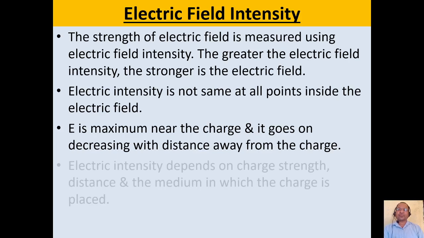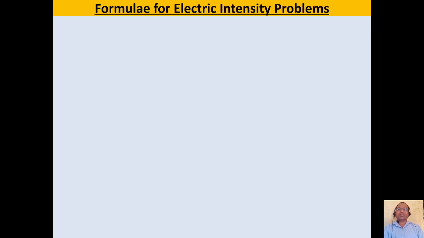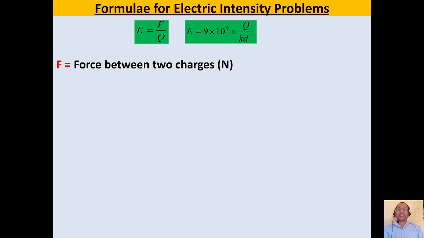So electric field intensity depends on charge strength, distance, and the medium in which the charge is placed. Now we will have certain problems related to electric intensity. For this we will have two formulae here. E is equal to F upon Q, or E is equal to 9 into 10 raised to 9 Q upon Kd square. Here F is the force between two charges, its unit is Newton. E is the electric intensity, having unit Newton per coulomb or volt per meter.